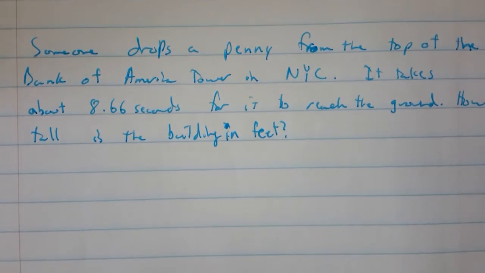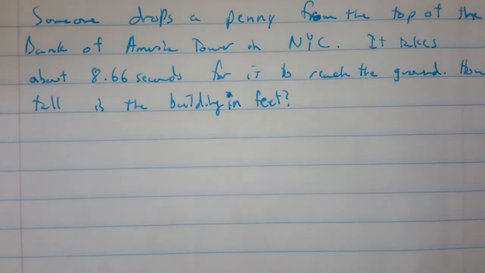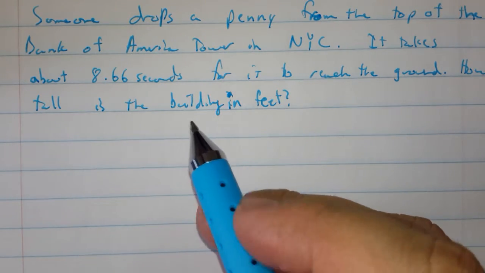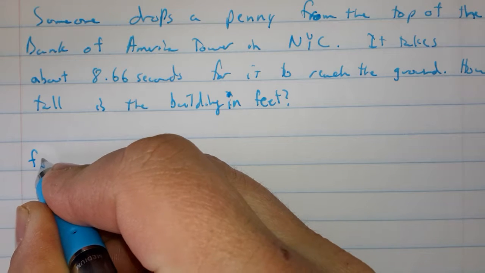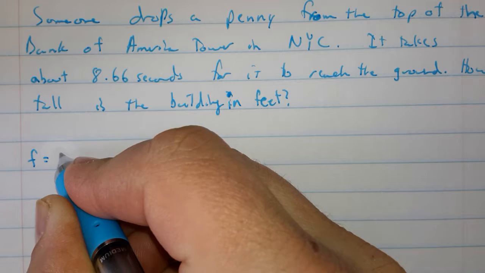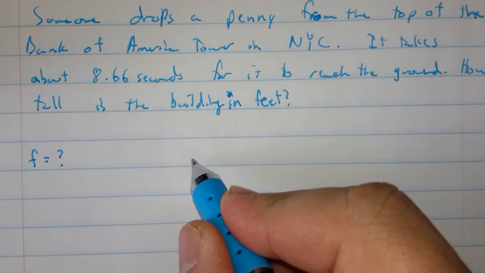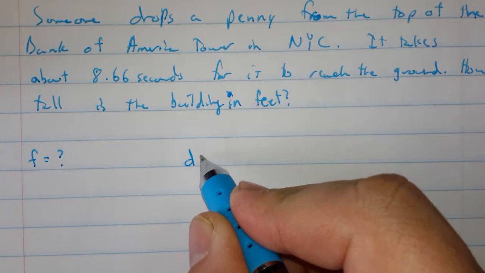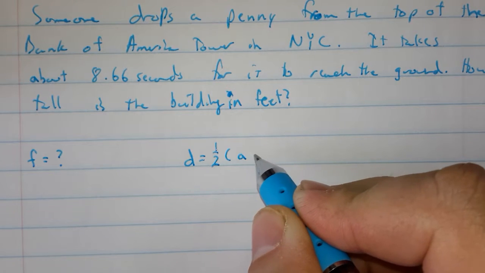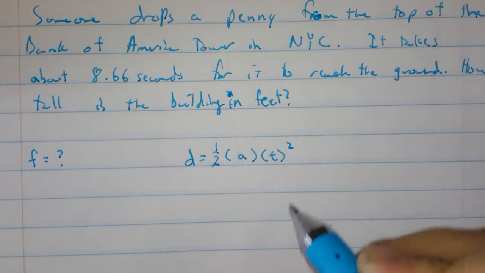Alright, so let's go ahead and move this up. We'll keep the problem in there. Okay, so it says how tall is the building in feet. So we want to know how many feet it's going to be. Feet is a distance, so we're looking for that distance problem again. So go ahead and write that problem down. Distance equals 1/2 the acceleration times the time squared.